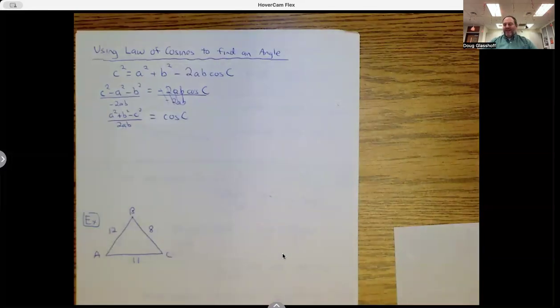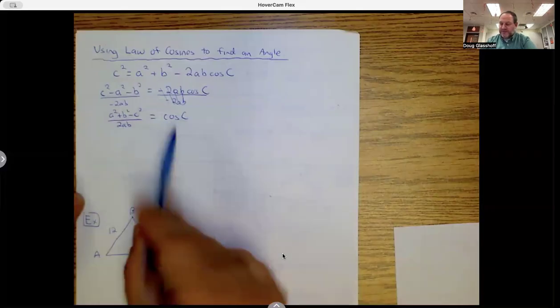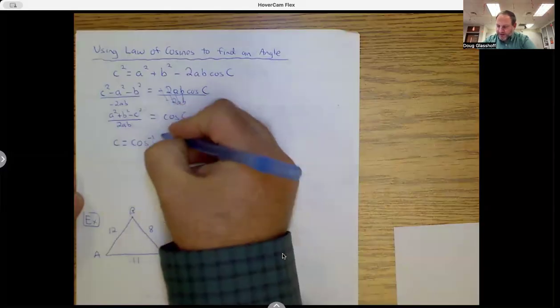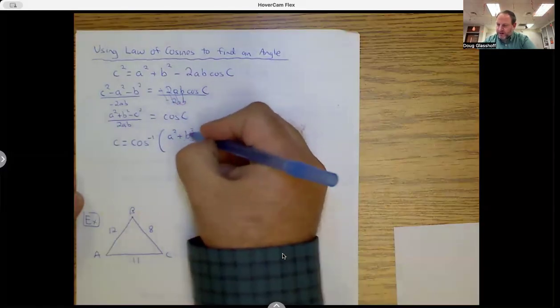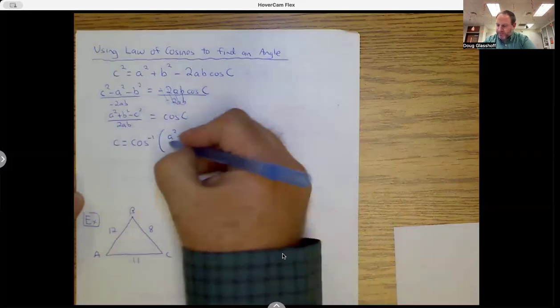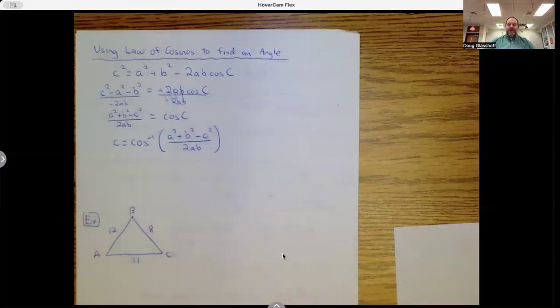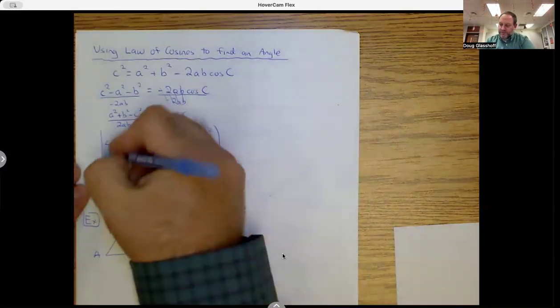And then the last thing you're going to do is, I don't want to know the cosine of C. I want to know what C is. So to get C, we have to do cosine inverse of that fraction, A squared plus B squared minus C squared all over 2AB. And that is how you can find angle C.